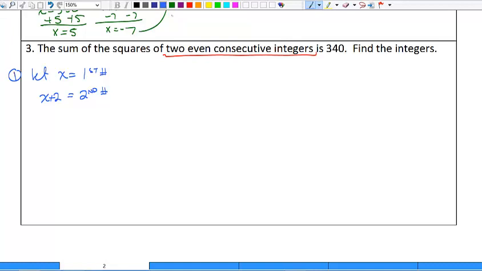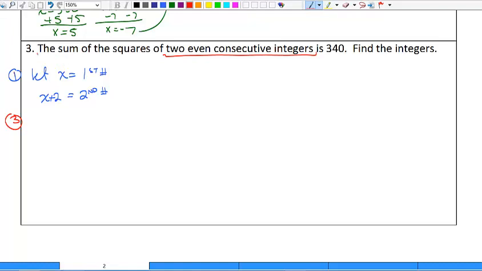Okay, step 2 says, is there a picture to be drawn? Well, not just yet. These are still number problems, so I don't think there's an opportunity to draw a picture here. Step 3 says write an equation. So I need to write the equation from the words. The English to algebra translation will help me here.